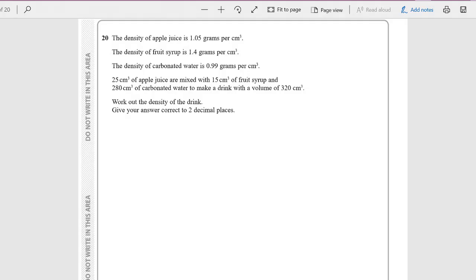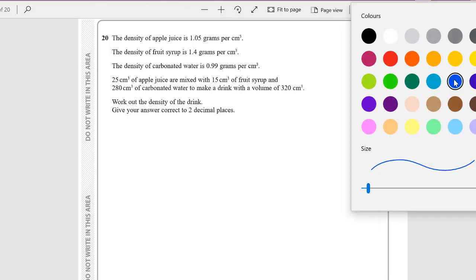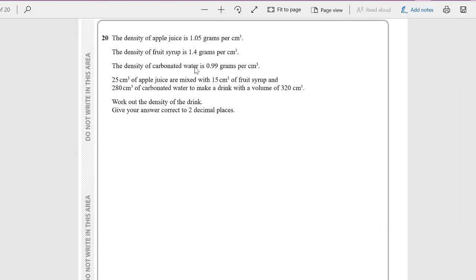Question 19. The density of apple juice is 1.05 grams per centimeters cubed. The density of fruit syrup is 1.4 grams per centimeters cubed. The density of carbonated water is 0.99 grams per centimeters cubed.